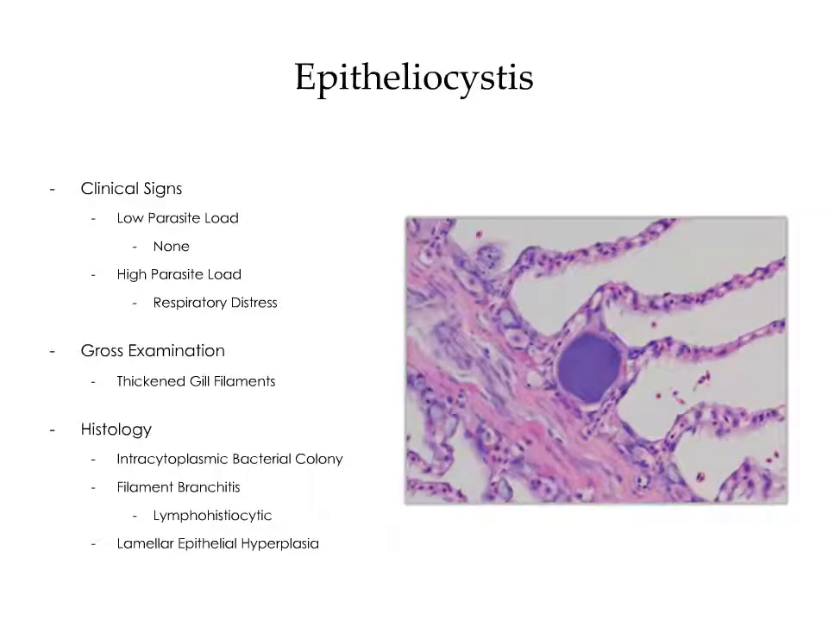Clinical signs associated with infection depend on the parasite load. Mild infections are generally asymptomatic. When there's a heavy parasite load, the fish can exhibit signs of respiratory distress. On gross examination, the gill filaments are thickened. Histologically, there are large numbers of intracytoplasmic bacterial colonies within the lamellar epithelium. This can be associated with lymphohistiocytic filament bronchitis and hyperplasia of the lamellar epithelium.